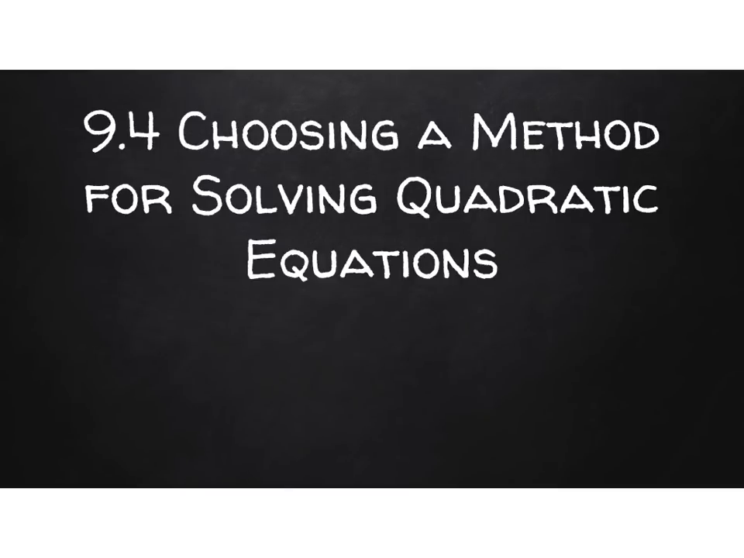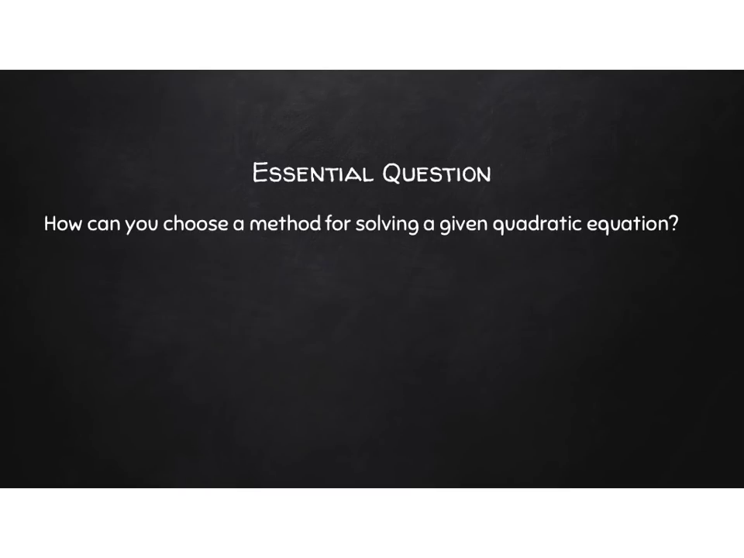Okay, so 9.4, choosing a method for solving quadratic equations. Like I talked about, now we're going to combine all our solving techniques into problems where you're not going to be told how to solve. You're going to have to look at the problem and then determine how to solve it. So our essential question is, how can you choose a method for solving a given quadratic equation?